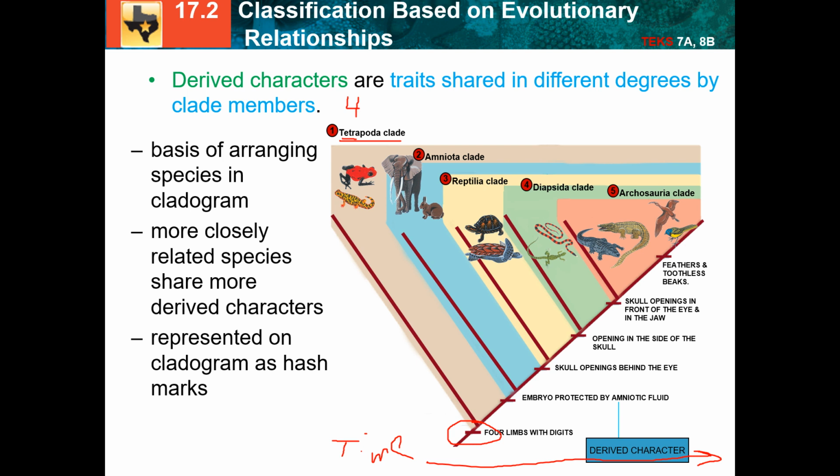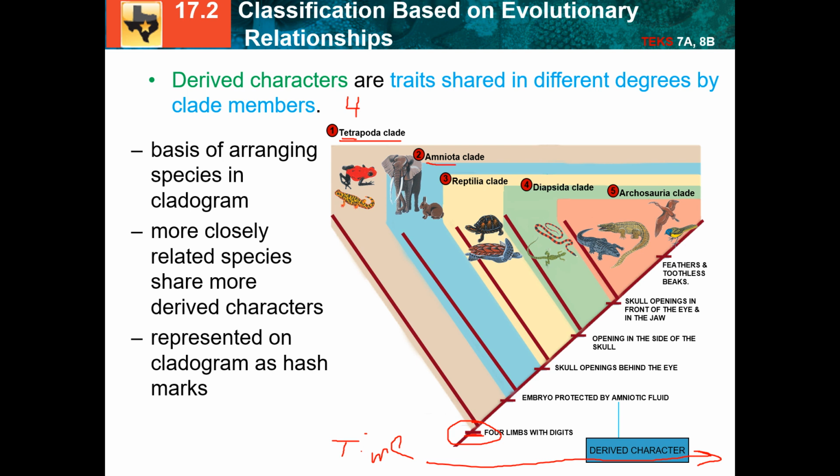That is referring to what is called a node, N-O-D-E. And this is referring to what characteristics all these organisms share. So the four limbs with digits. Then you go further on in time to the next node, where it's the embryo protected by amniotic fluid.